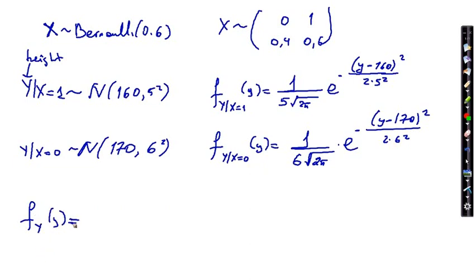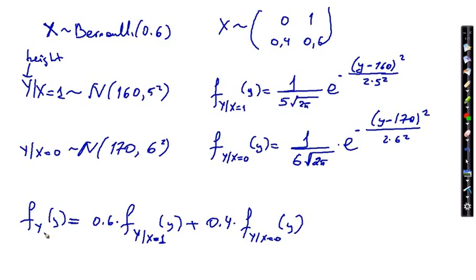Now, our problem was to calculate f of y at y. So what we are doing is the following. What is the probability that X is 1? It is 0.6. So 0.6 times this PDF, plus, what is the probability that X is 0? Well, we have 0.4 times this PDF. Now, plugging in these values, we will obtain the PDF of y. So this is the mixture distribution.